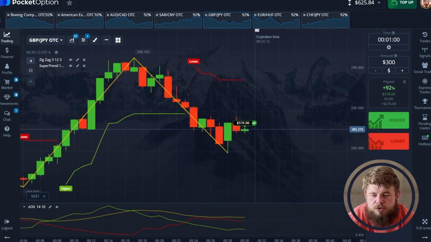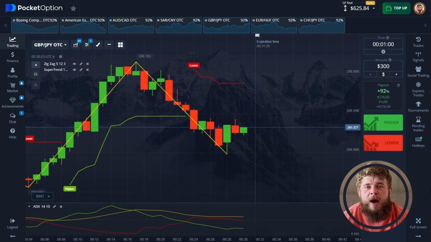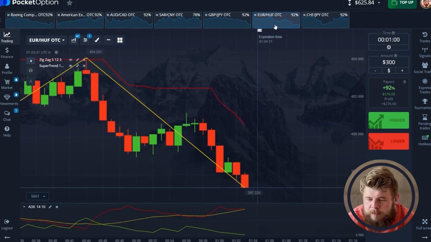Okay, guys, this trade is also a profitable one, and we have 625 bucks on the account. This is amazing. This is really nice. I want to make some more. I want to make some more cash, guys.